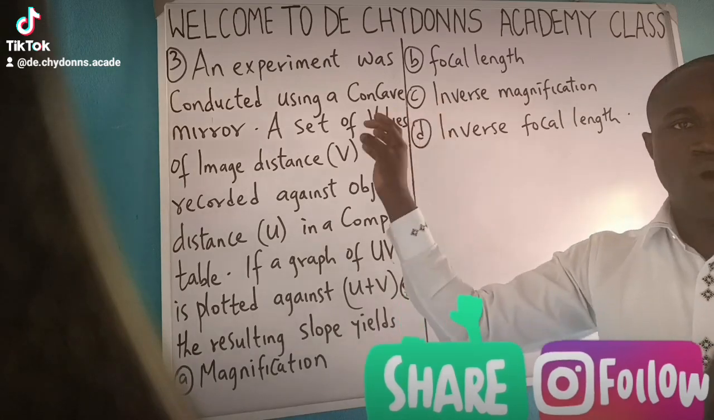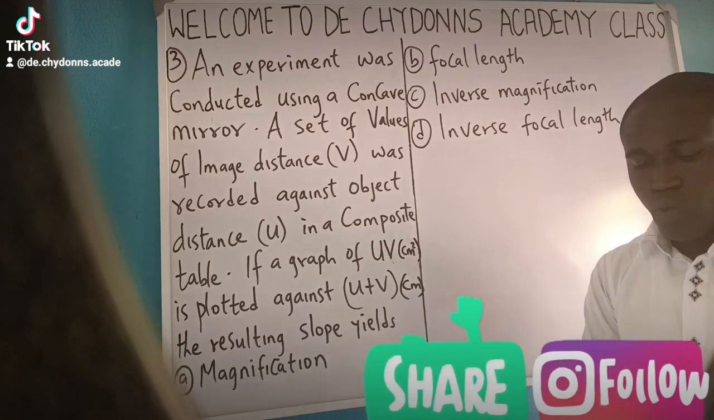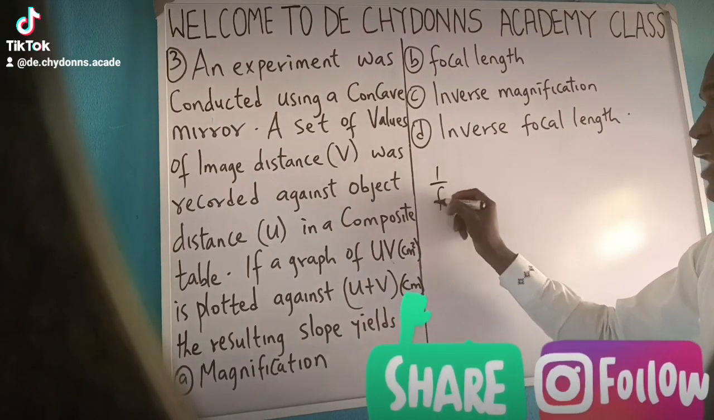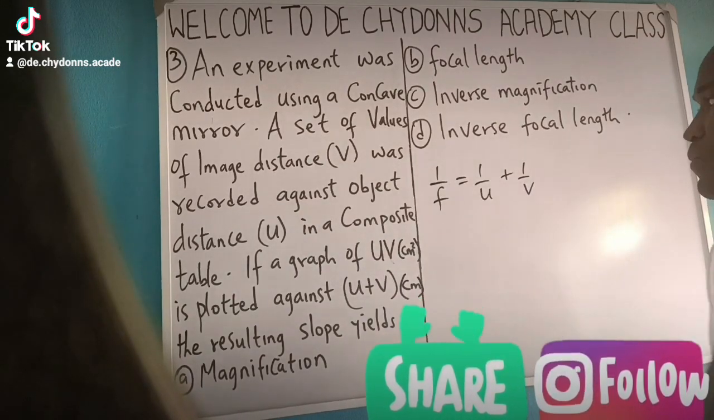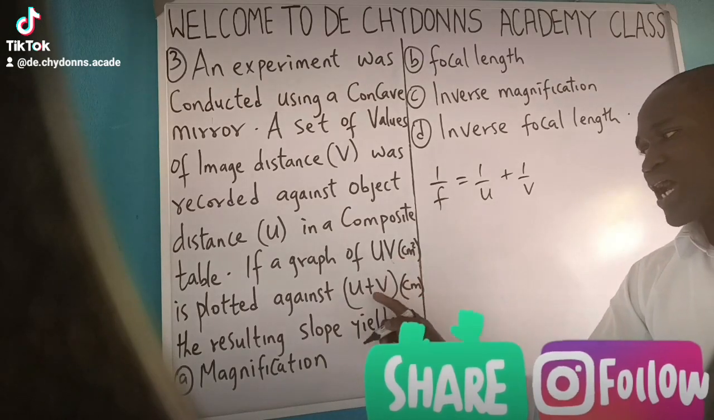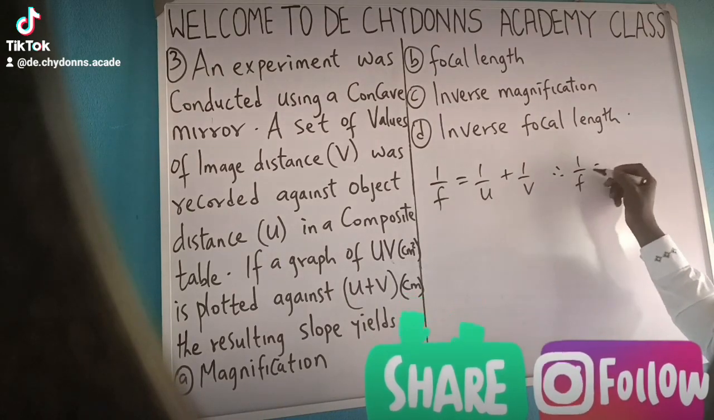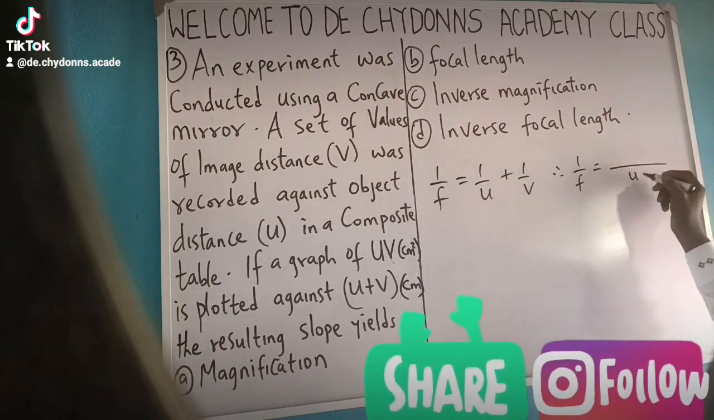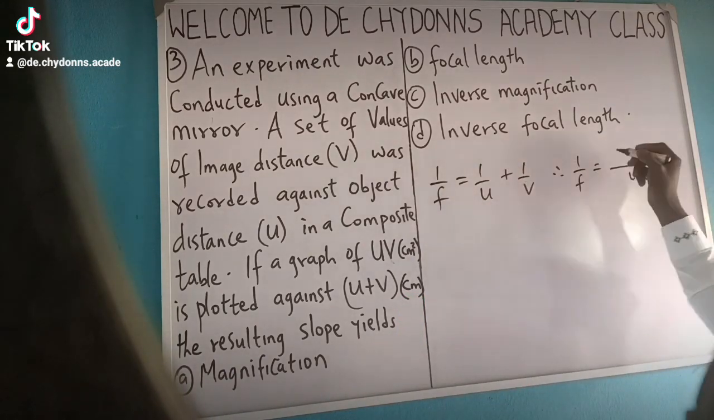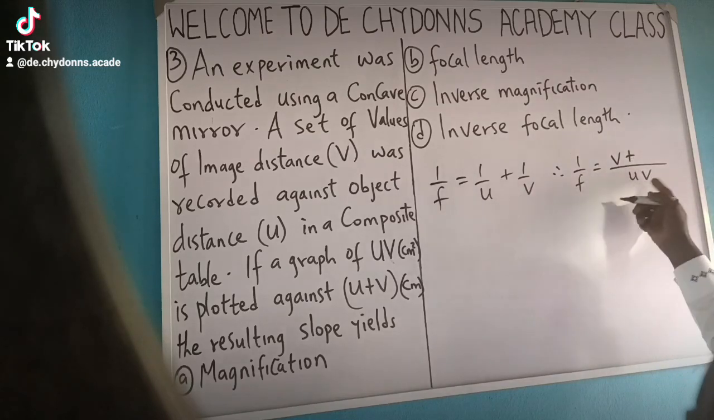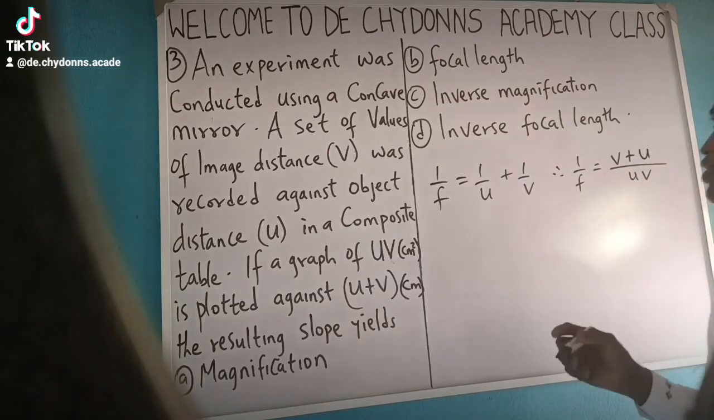Ask yourself, from what experiment? Concave mirror experiment. Yes. What formula do we know in that experiment? 1/f equals 1/u plus 1/v. Ask yourself, how can I get this graph that is being plotted? Let me look for the LCM. The LCM is uv. uv divided by u gives v, times 1/u... that is v, plus uv divided by v gives u, times 1/v... that is u. We have gotten the slope.